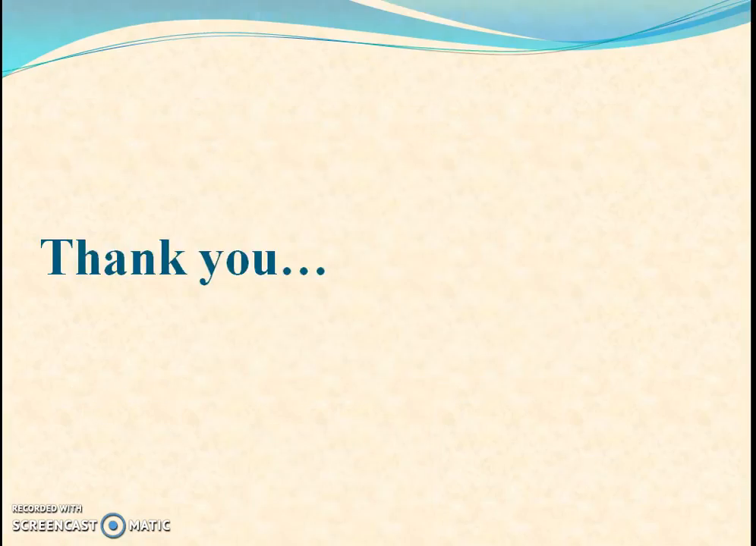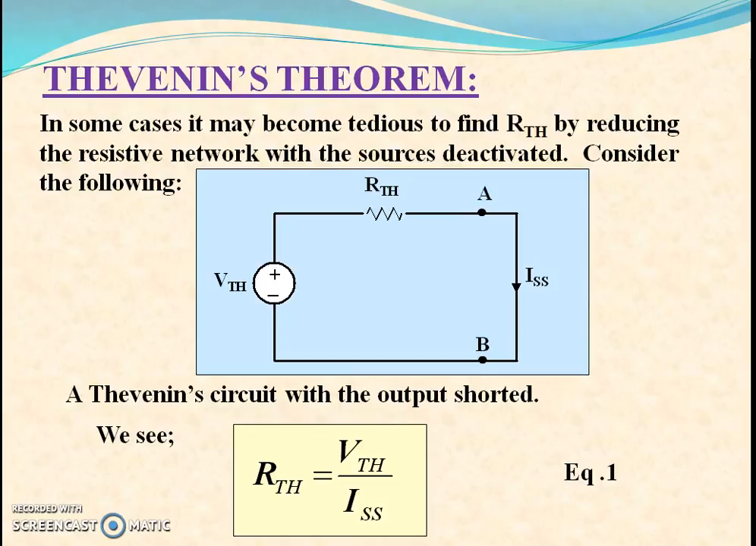Sometimes we are not able to find the equivalent resistance where the network consists of resistors connected in star and delta fashion. It is easy to find the short circuit current in the network rather than finding the Thevenin's equivalent resistance. Once we find the short circuit current, we can easily find the Thevenin's equivalent resistance and replace it in the network. Thank you.